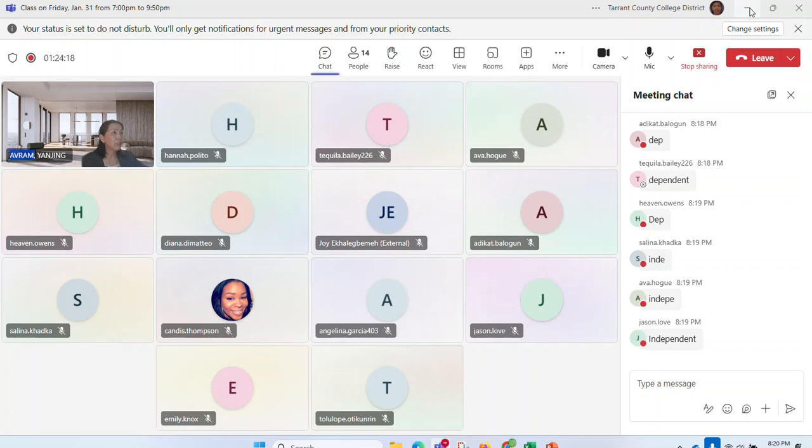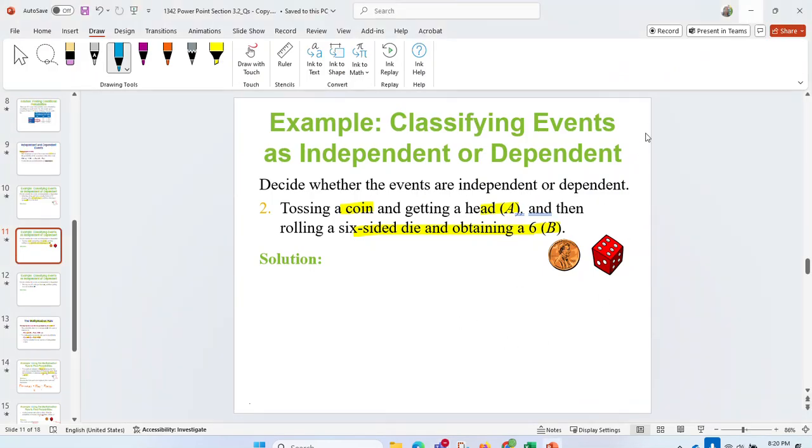Independent. Okay, very good. That's exactly right. All right, very good. So this one is you tossing a coin and rolling a die. These two do not affect each other. Each one does its own thing, right? It doesn't connect. It doesn't affect the other. So yeah, that's independent.